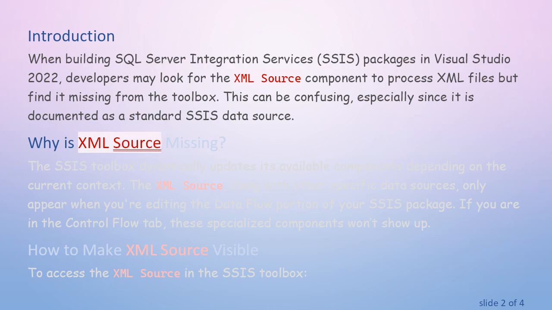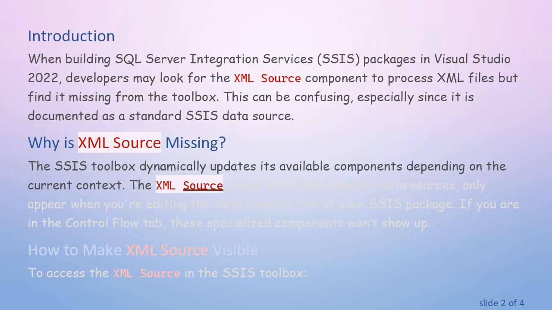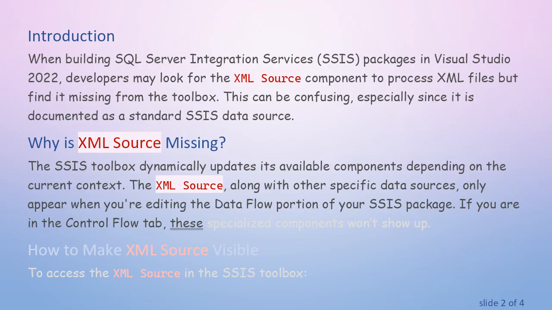Why is XML Source missing? The SSIS Toolbox dynamically updates its available components depending on the current context. The XML Source, along with other specific data sources, only appears when you're editing the data flow portion of your SSIS package. If you are in the Control Flow tab, these specialized components won't show up.